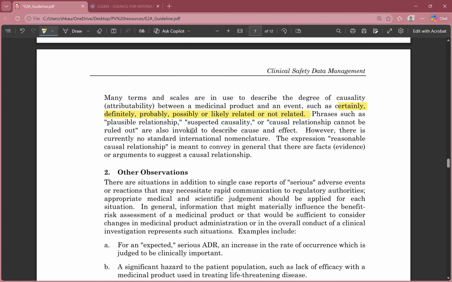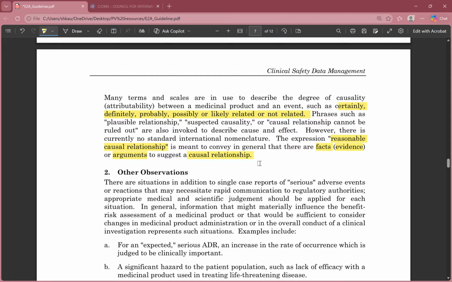And phrases such as plausible relationship, suspected causality, causal relationship cannot be ruled out are also invoked to describe the cause and effect sometimes. However, there is currently no standard international nomenclature. The expression reasonable causal relationship is meant to convey in general that there are facts and evidence or arguments to suggest a causal relationship. So the last line here means that when it is mentioned reasonable causal relationship, reasonable means we have a reason. That is, we have facts, we have evidences or arguments to suggest a causal relationship.